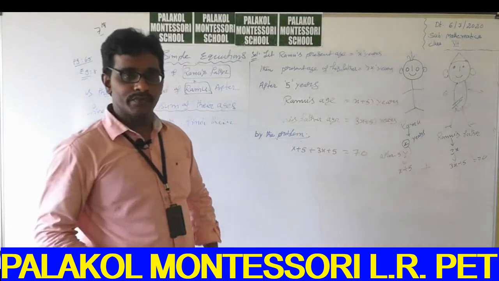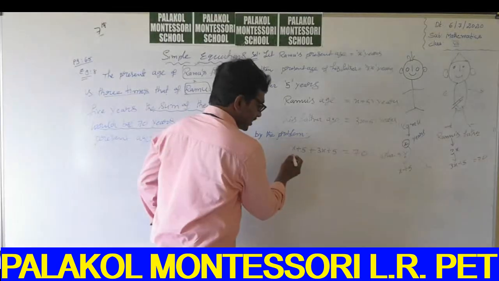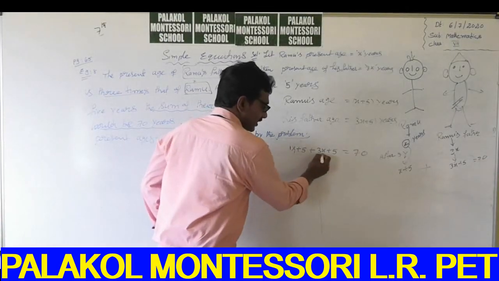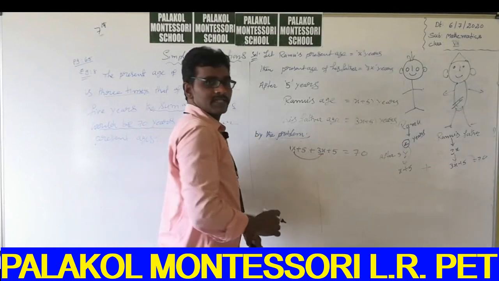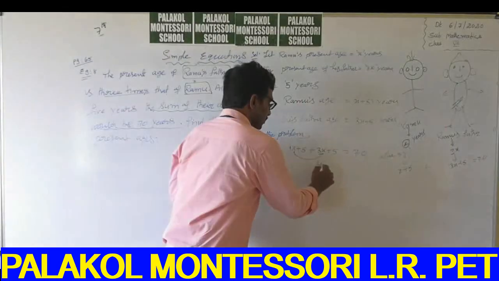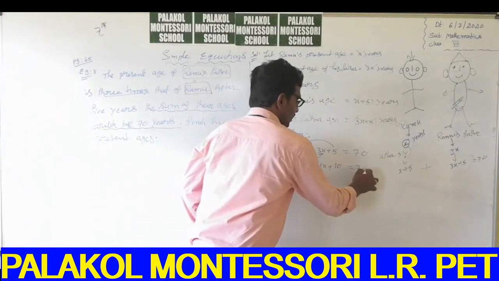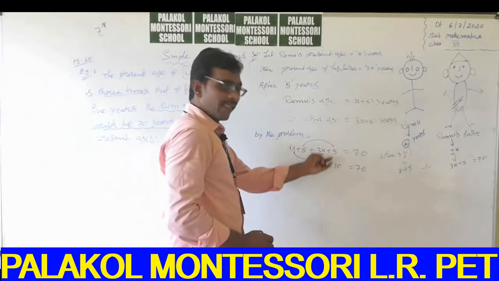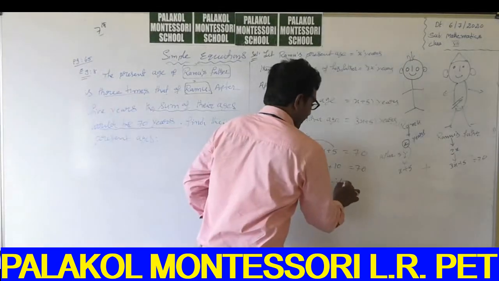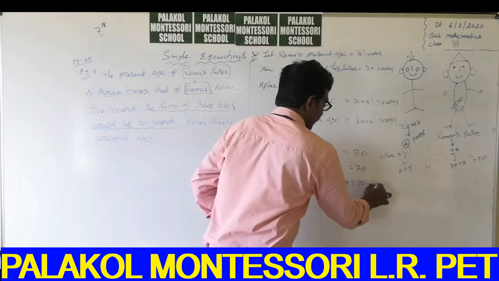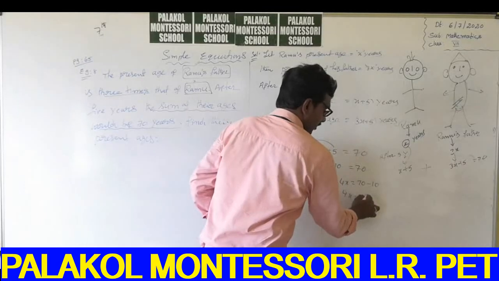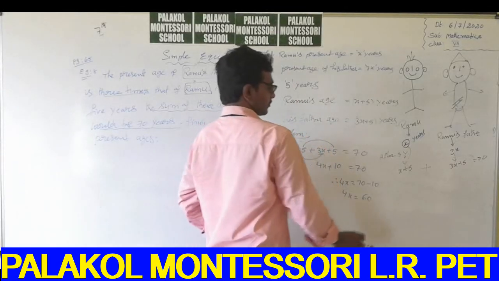Now simplify. In the LHS, add 1x plus 3x, which is 4x, and 5 plus 5 is 10, equal to 70. Therefore, 4x is equal to 70 minus 10, which means 60.